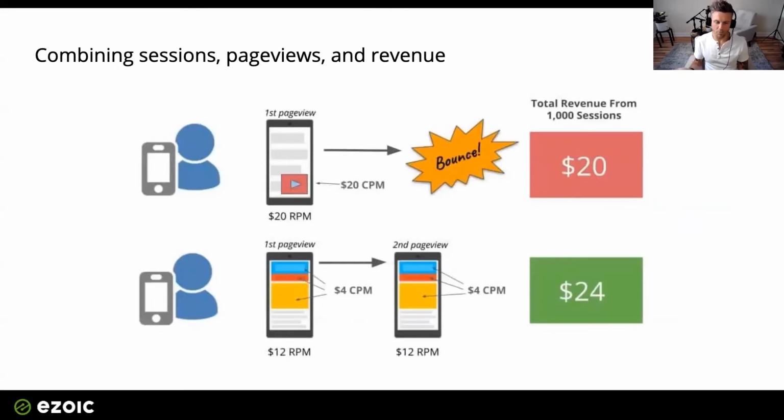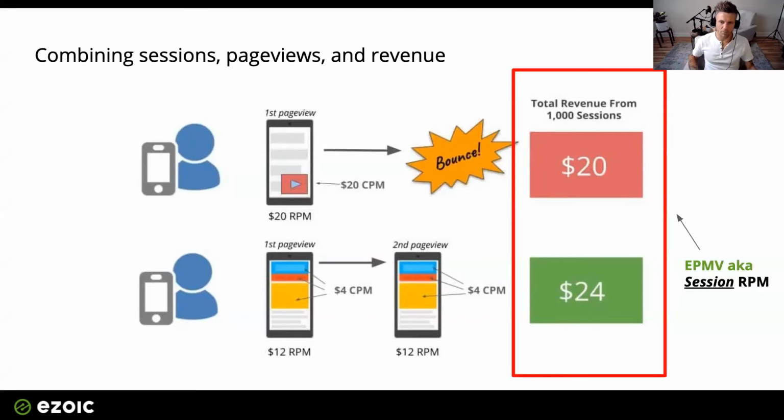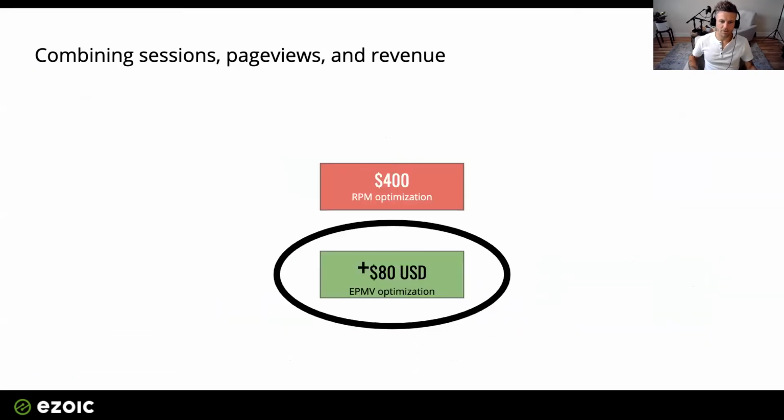And the reason why this is important, and why RPMs are usually really misleading, is that you'll see things like one page where you might get a really high RPM, while another page you might get a fairly lower one. But if that high RPM is causing a high bounce rate and the low RPM causes them to on average visit more pages, you might actually make a lot more money from the lower RPM treatment than you would the higher one. And that's why EPMV is so important. So that's the math behind that particular example.